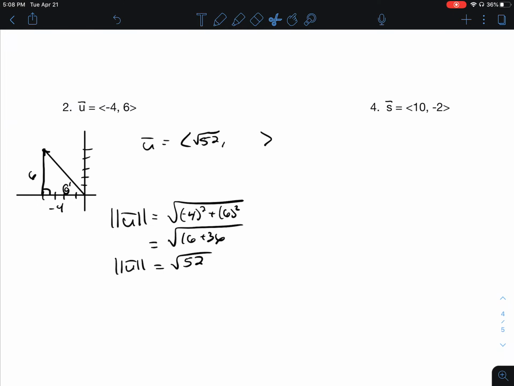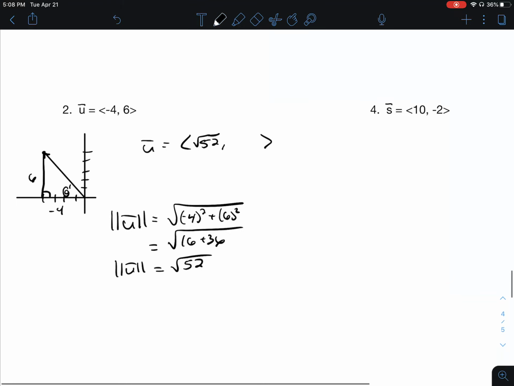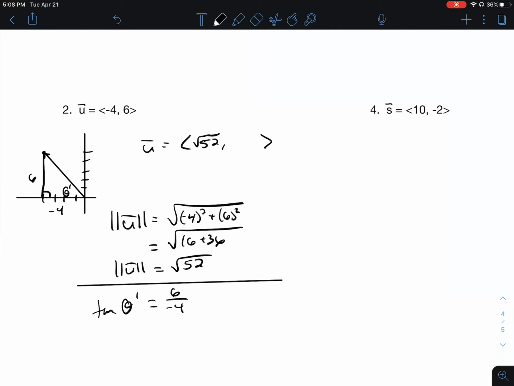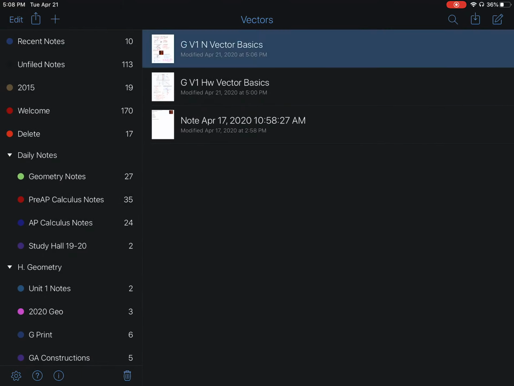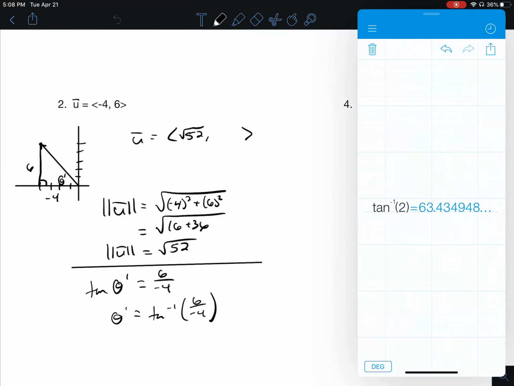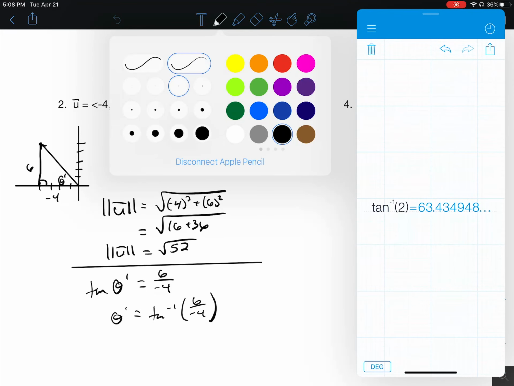Now what is the angle? Tangent of theta prime is the opposite leg over the adjacent leg, so we're going to get 6 over negative 4. Let's see what happens. Will this give us theta prime, or will this give us theta? We'll figure this out, and then we will adjust this accordingly. So tangent inverse of 6 over negative 4.